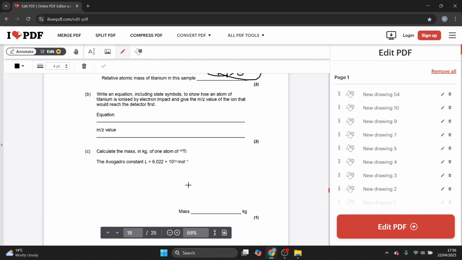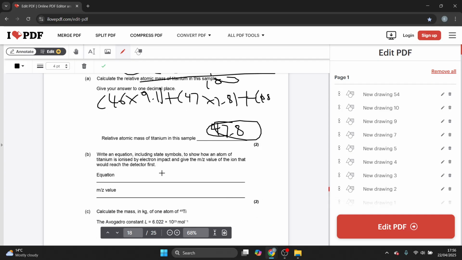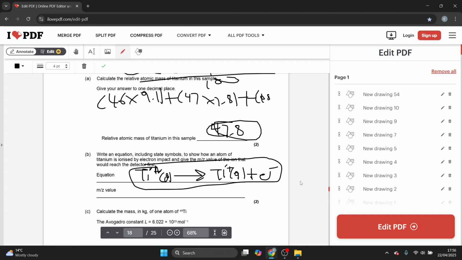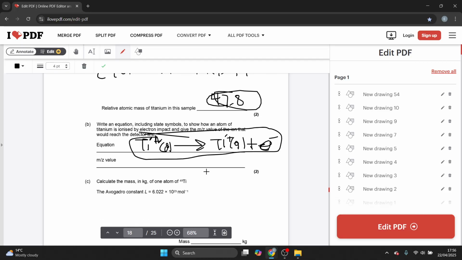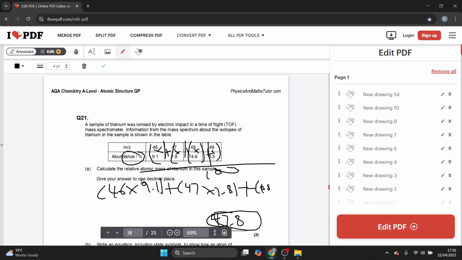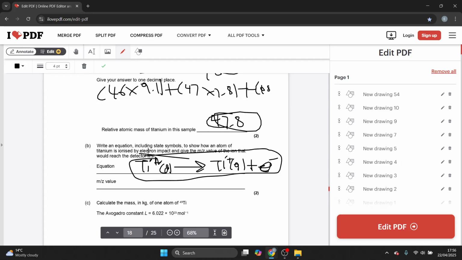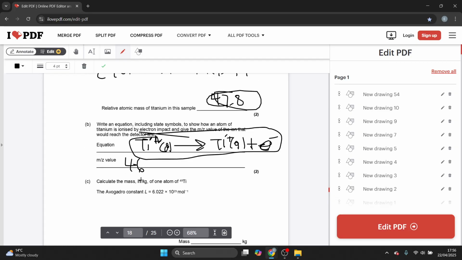Write an equation for electron impact ionization of titanium. So Ti gaseous arrow Ti+ gaseous plus e minus. They always like to ask this one for electron impact, so just seeing a couple of these. And then the m/z value, well, it's the one with the lowest m/z value that reaches the detector first, 46. That's pretty simple.